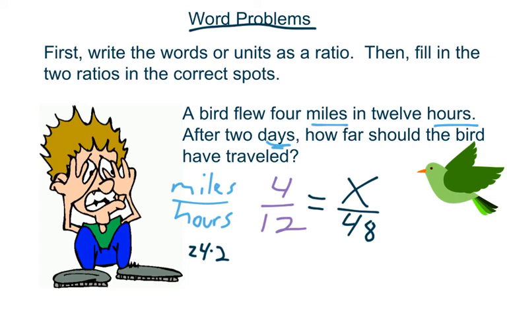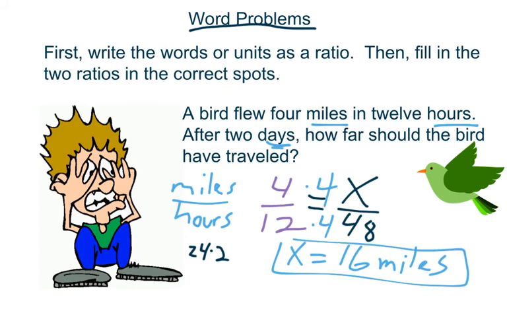So now we could do cross products, but if I look at that 48 times 4, maybe I don't want to do that. There's an easier way. Look across, do the shortcut. 12 will go into 48, and it will go 4 times. So we just do times 4, times 4. We know x is 16 miles. So always look for that shortcut. If the number goes evenly into the other number, you just multiply across.